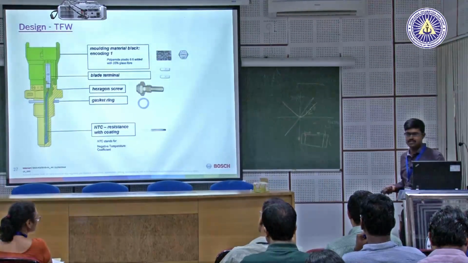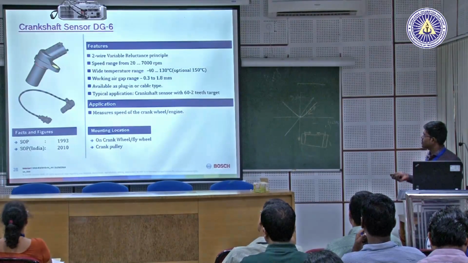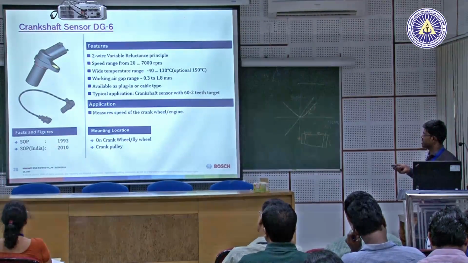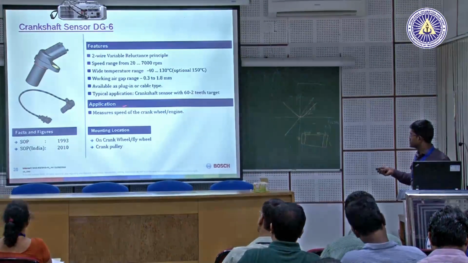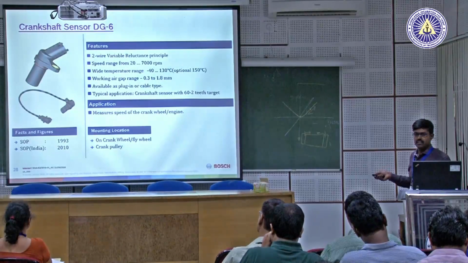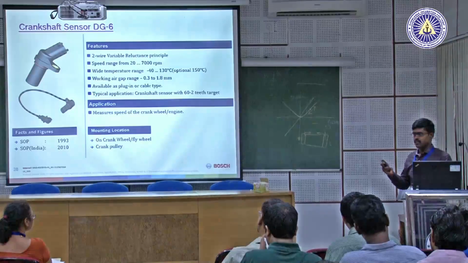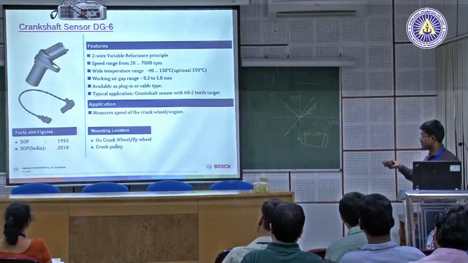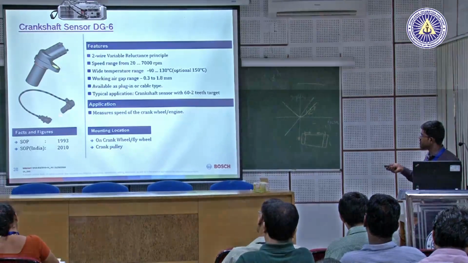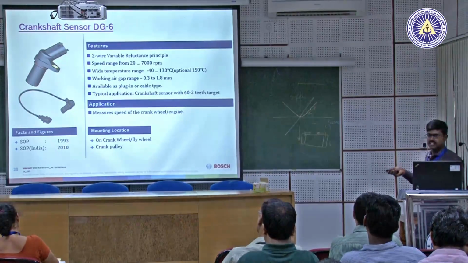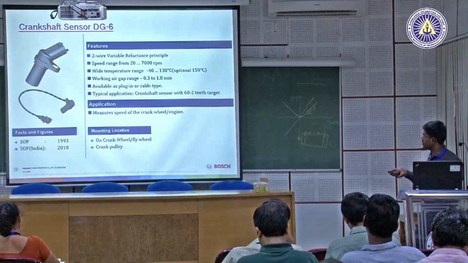So, any doubts, you can always raise them. So, moving to position sensors, again a crankshaft sensor, called a speed sensor. It measures the speed of the crank wheel or the engine. You would have seen in the dashboard the speed of the engine on your cars or vehicles. So, the speed of the engine is detected by this sensor, on the crank wheel or the flywheel or the crank pulley. These are the mounting locations.